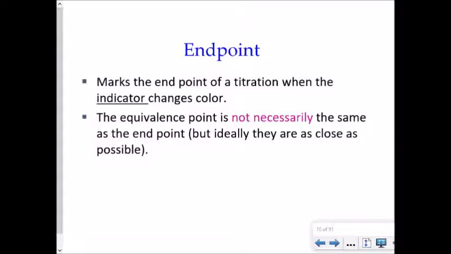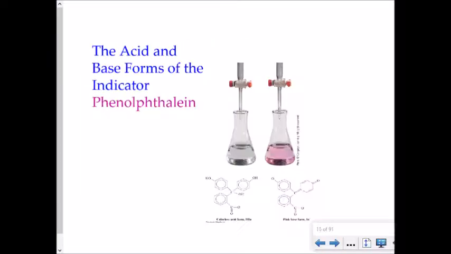Okay, so this is endpoint again, marks when the indicator changes color. Indicator changing color, you want to pick it to be close to your equivalence point. So like here, this particular indicator is called phenolphthalein, and it is clear when it's an acid, and it turns a hot pink color when it's base. Usually changes around a pH of 8, I believe.